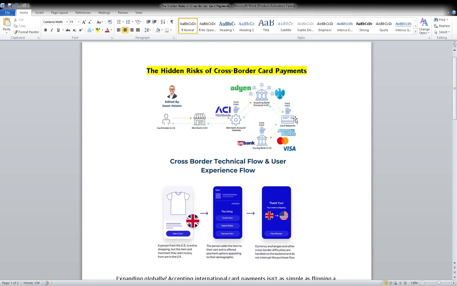Today's agenda is the hidden risk under cross-border payments, specifically cross-border card payments. We will discuss that point.